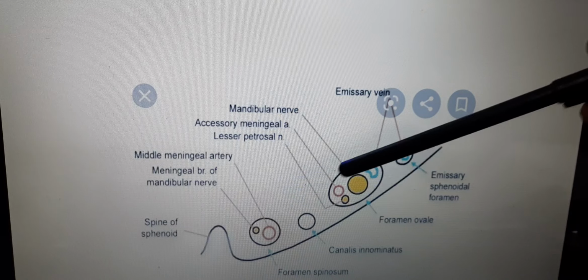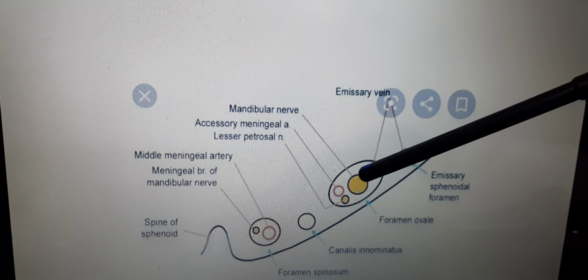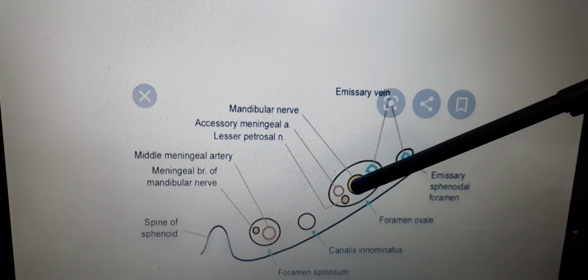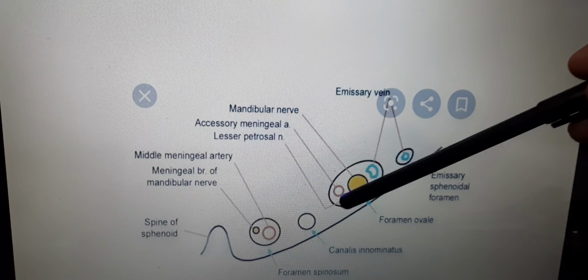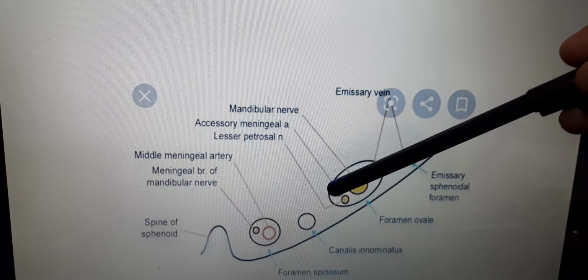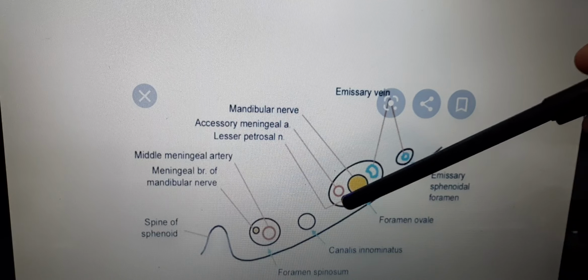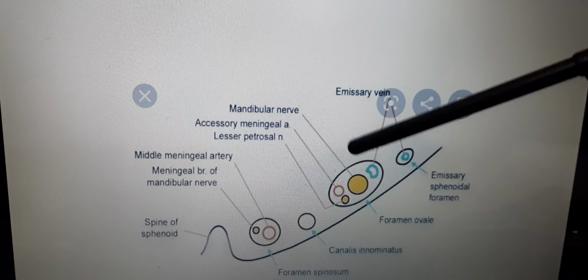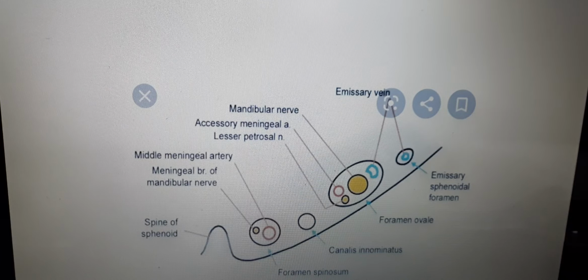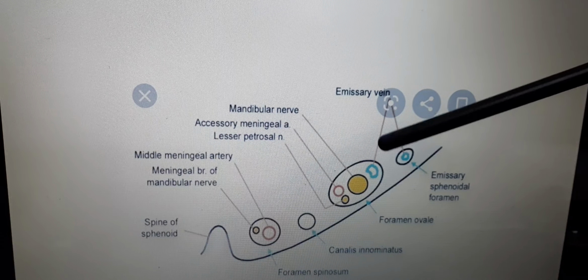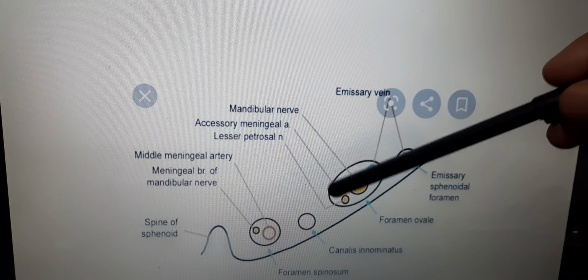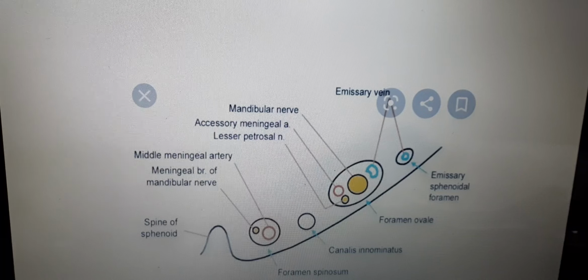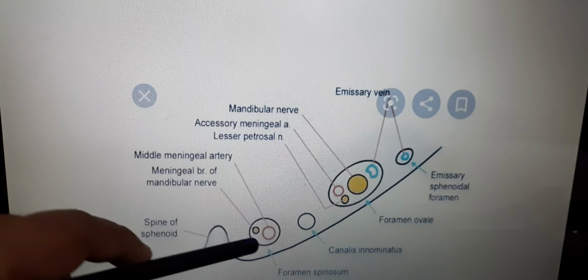So this is foramen ovale, and you are seeing the mandibular nerve, which is the branch of the trigeminal nerve, coming out through foramen ovale, and the accessory meningeal artery. The accessory meningeal artery, a branch of the maxillary artery, goes into the cranial cavity through this foramen, and also you are seeing one nerve, the lesser petrosal nerve, coming out through this foramen, and emissary veins also. These are connecting veins between the cavernous sinus and the plexus of veins present in the base of the skull. So these are the structures passing through the foramen ovale.